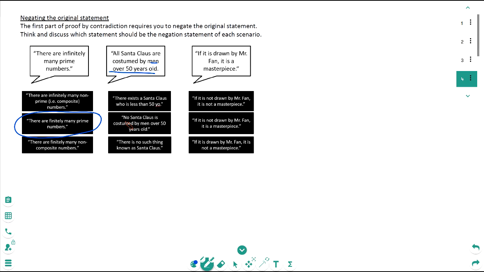Does that make sense? So in here, you just have to say there exists a Santa Claus who is less than 50-year-old. So there is one that breaks the rule. That's enough. You don't have to show everyone that is not. Okay. Next one, a last one.